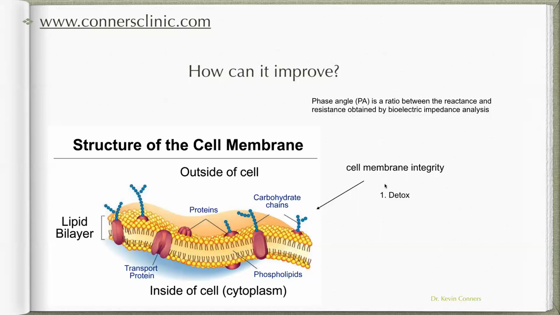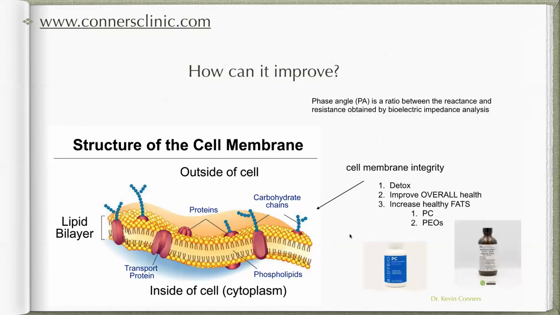So detoxification is key. That's important, number one. Improving overall health ties into that. So you're changing your diet, you're changing your overall health, changing your thought process, everything you possibly can do to exercise to take care of yourself. Improving overall health is going to help your cell, your phase angle, and your cell membrane health.